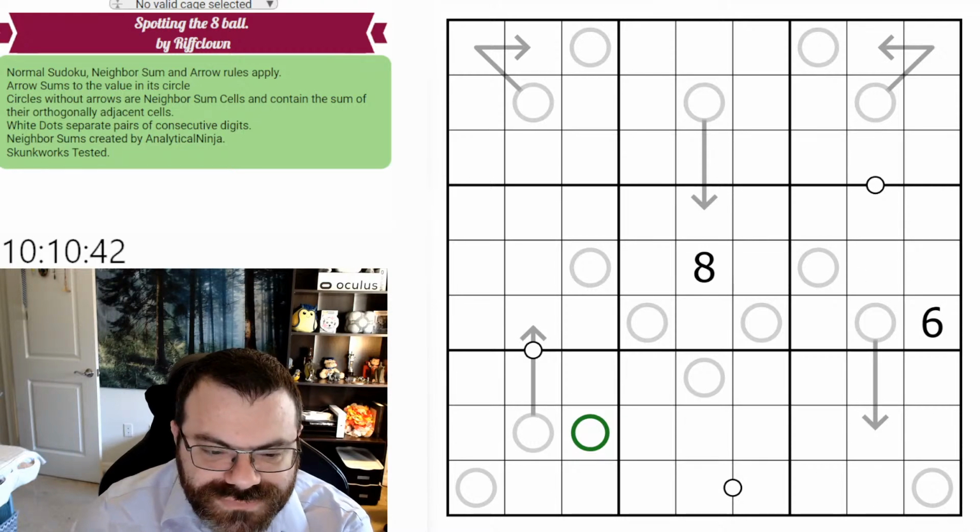I don't like the X's. It covers up the center marks.